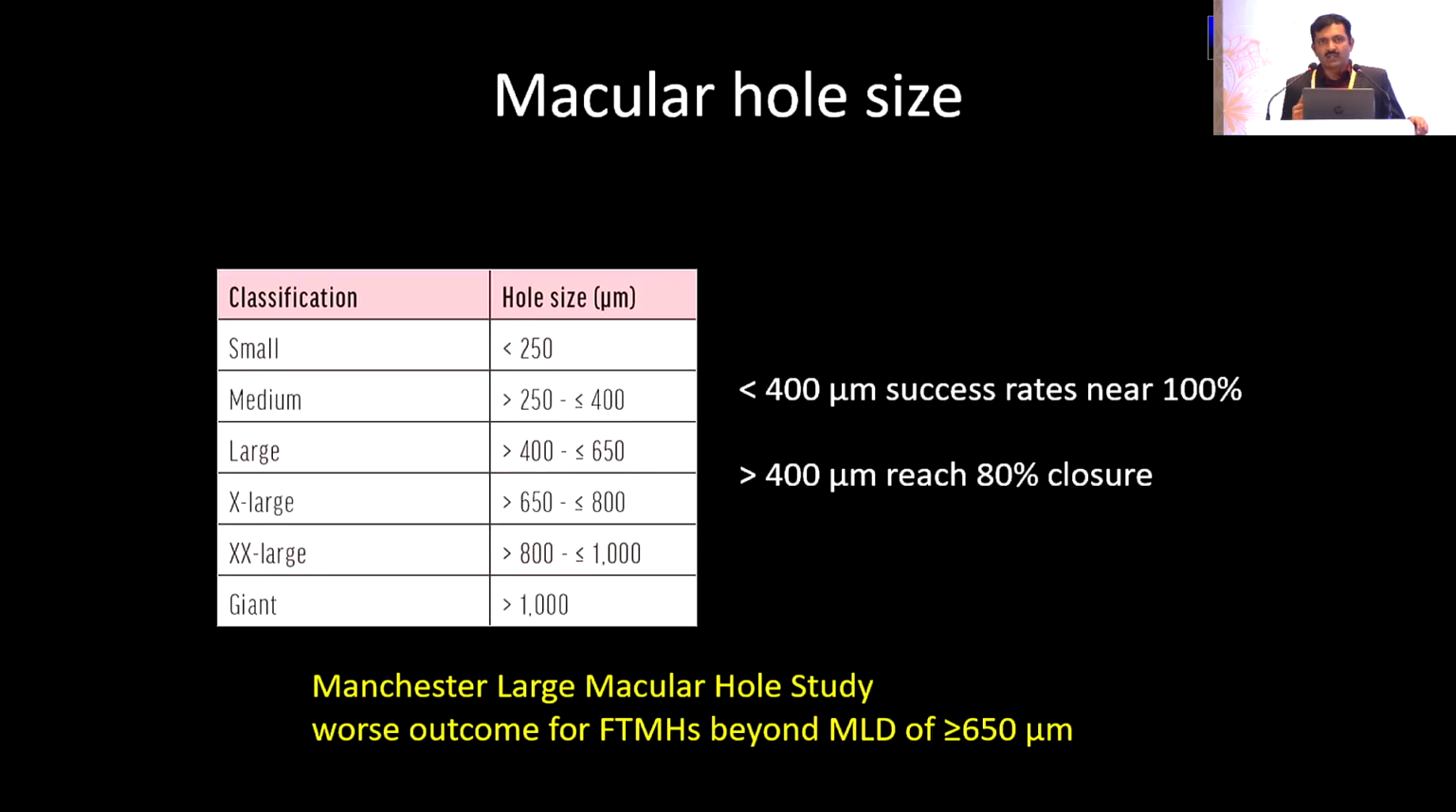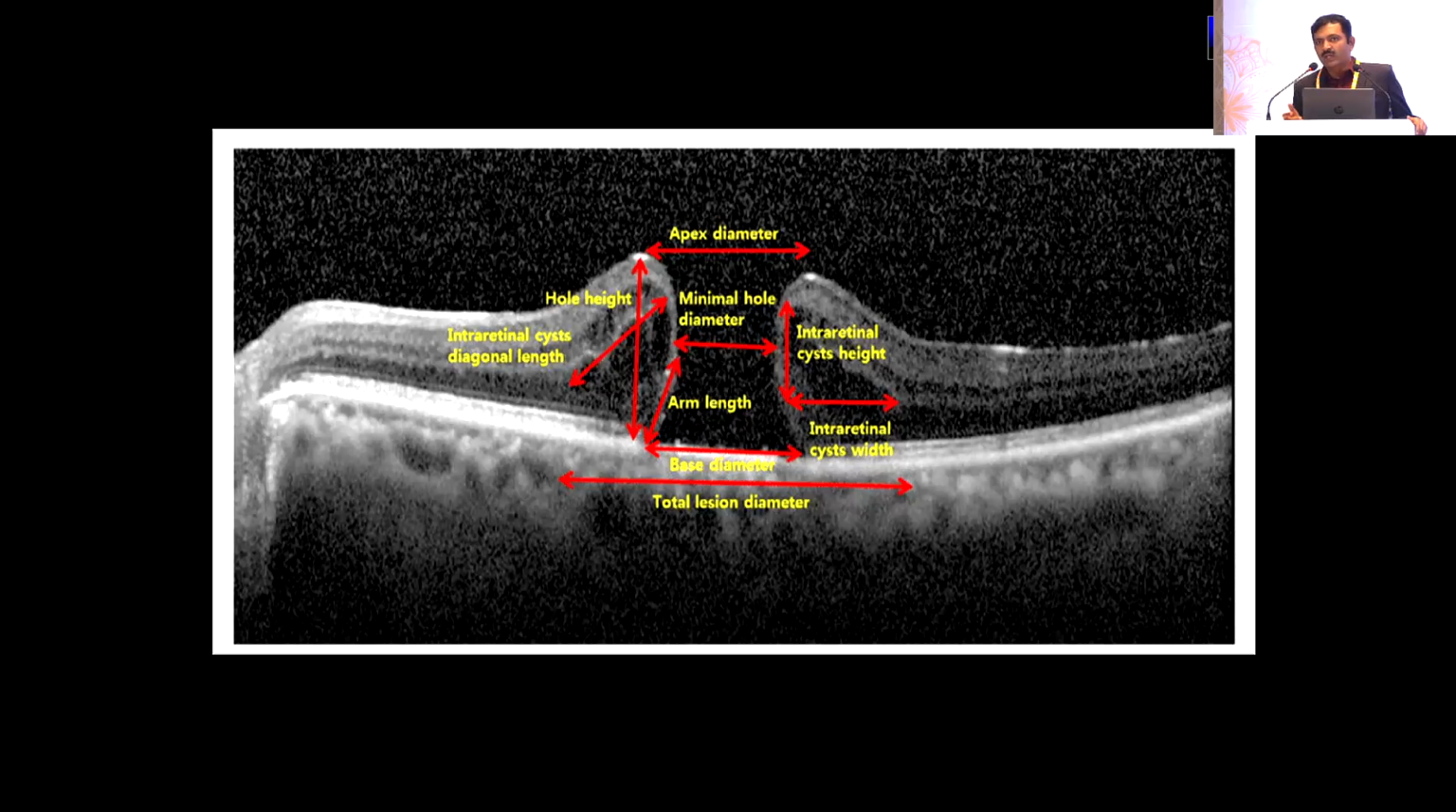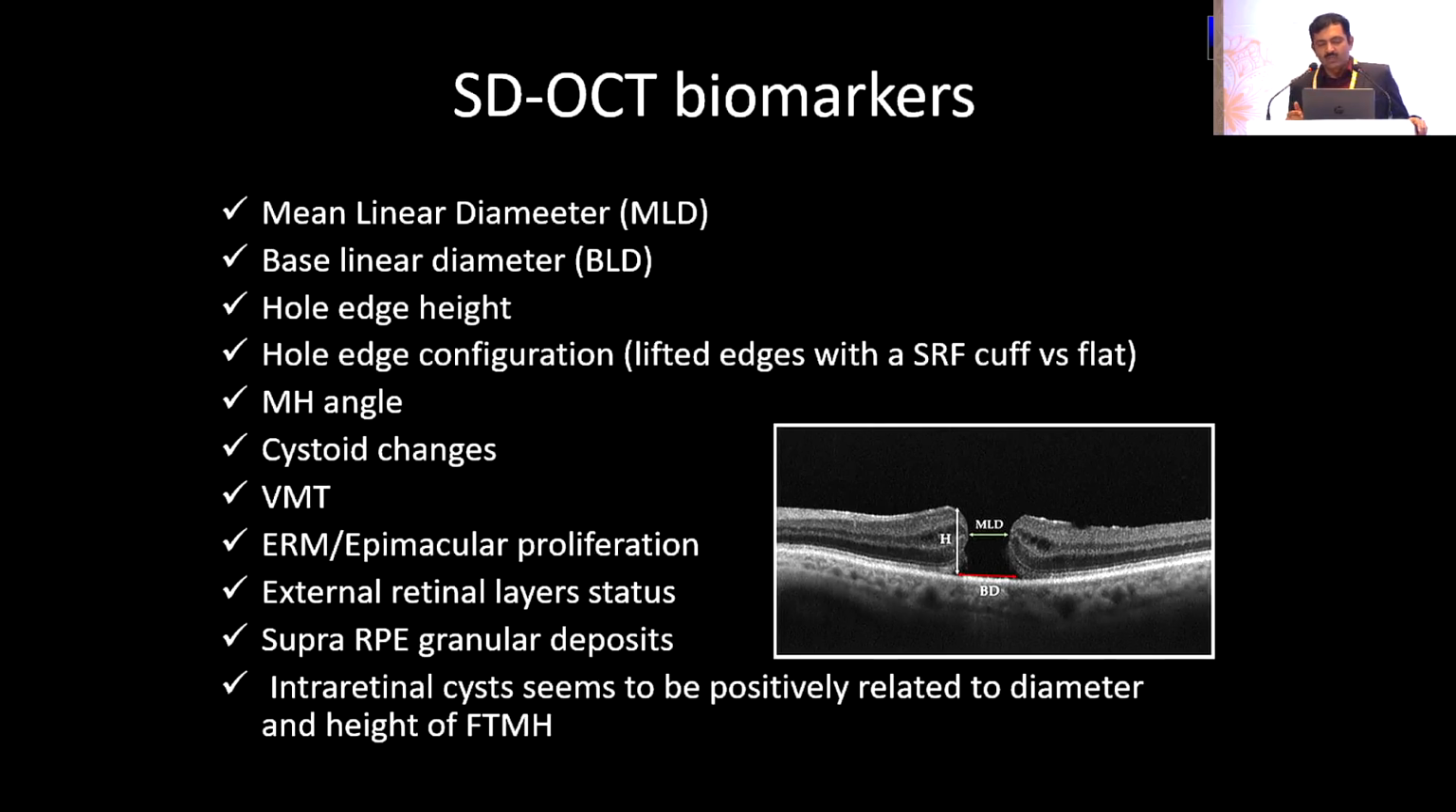Macular holes can be graded according to the various sizes ranging from small hole to the giant holes. The holes which are less than 400 microns almost have a 100% success rate, but the main concern is the worst outcome in the holes which are more than 650 microns. Various measurements you can take like inner diameter, basal diameter, height, the cystoid spaces, the macular angle, hole angle, and many things can be measured with the spectral domain OCT. The important ones being, as I told, mean linear diameter, basal diameter. Look for the associated VMT, cystoid changes, epiretinal membranes. With respect to the prognosis, look at the external retinal layers status, and sometimes the intraretinal cysts can be seen at the edges of the holes.